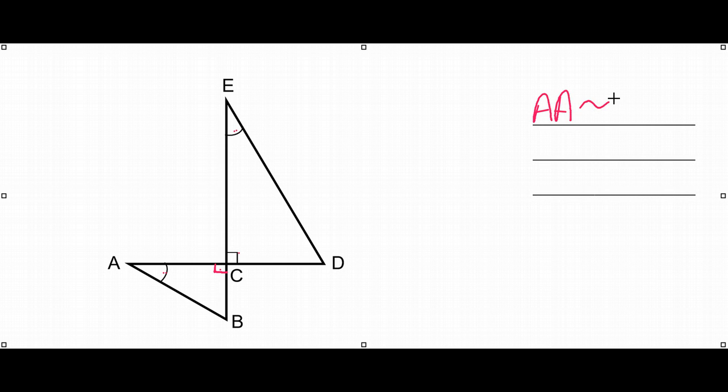And then you just have to write your similarity statement, and this would be triangle, let's see, how do you want to do this one? Let's go from A to C to B. If I do that, triangle ACB would be similar to triangle, if I started at A over here, I have to start at E over here, ECD. Similar to triangle ECD. And yay, all done. That was easy, right?